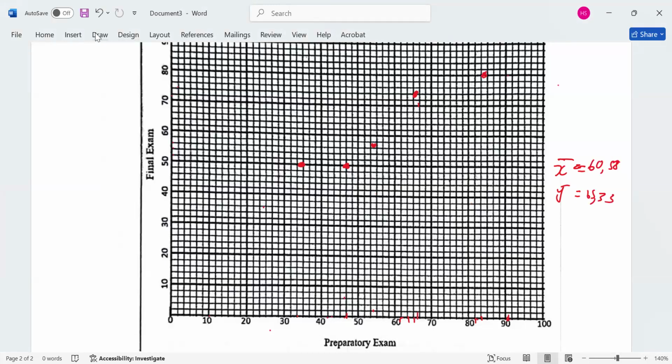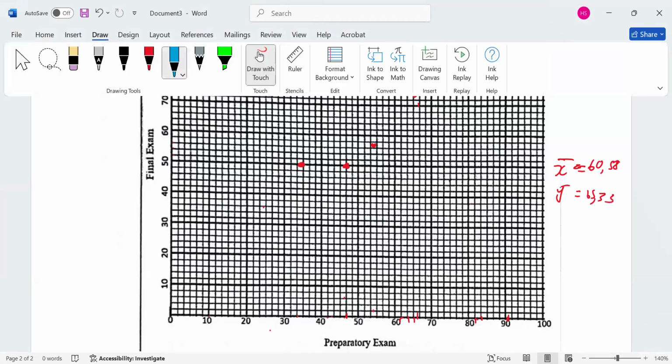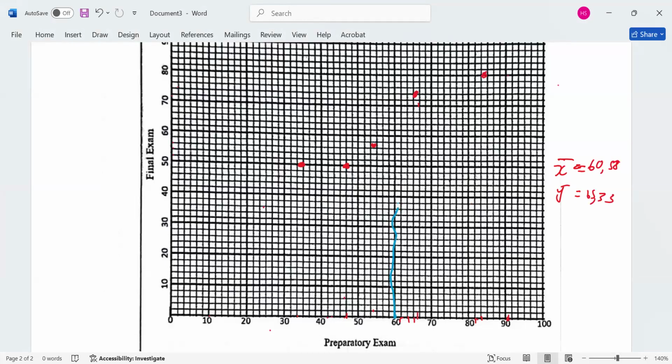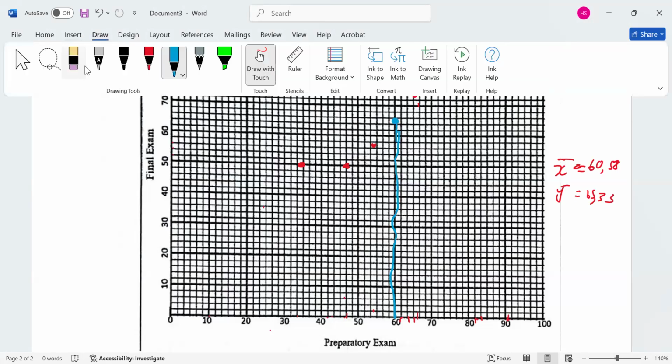I'm going to do it with a different color. This is the mean point. So it's 60. We can say approximately 61. Let's make it 60. It goes with 65. And then it goes with 65. 62, 65, it's here. So we're done with the mean point.